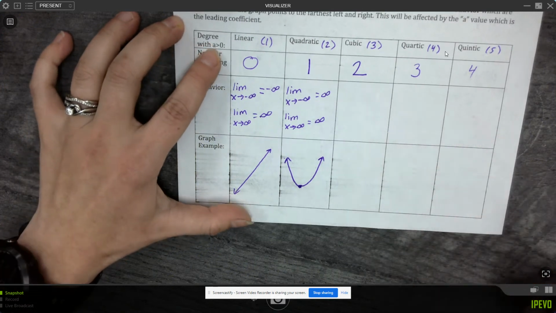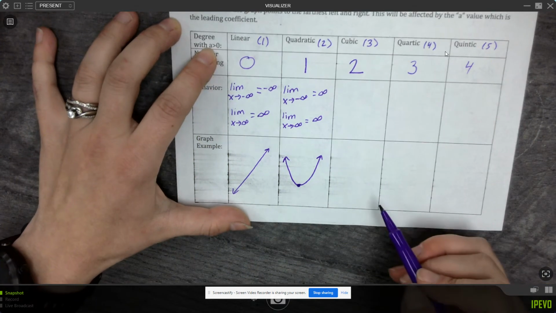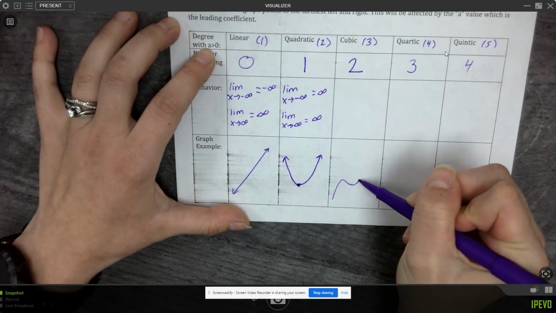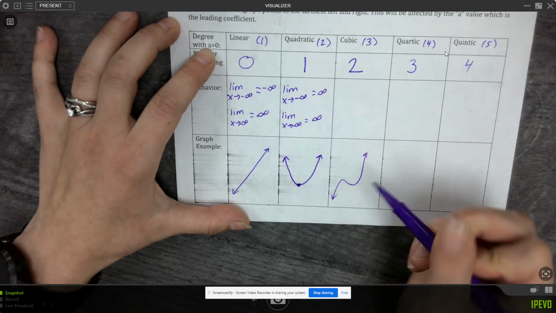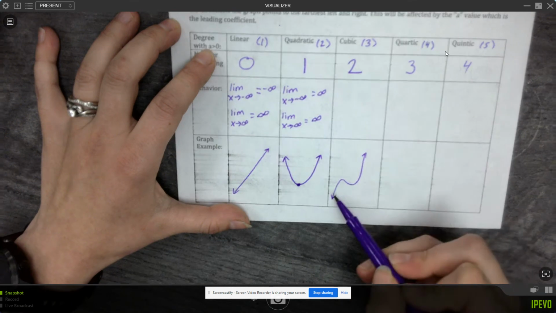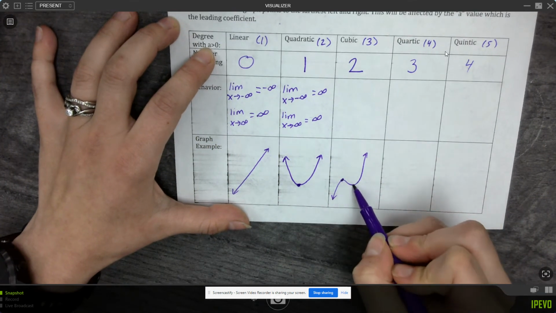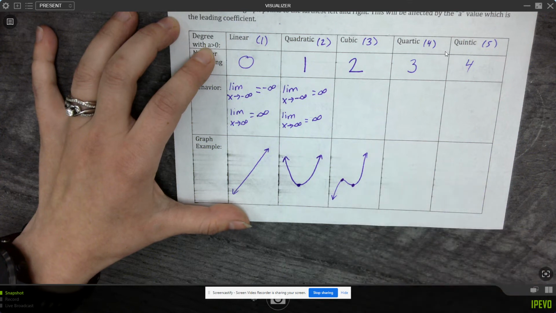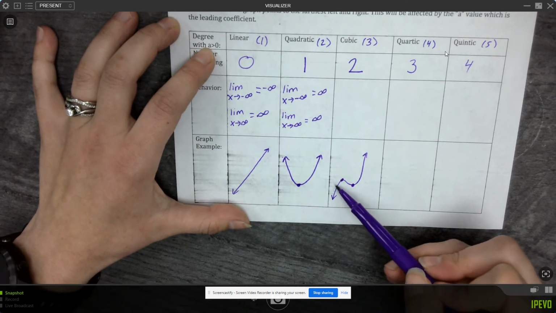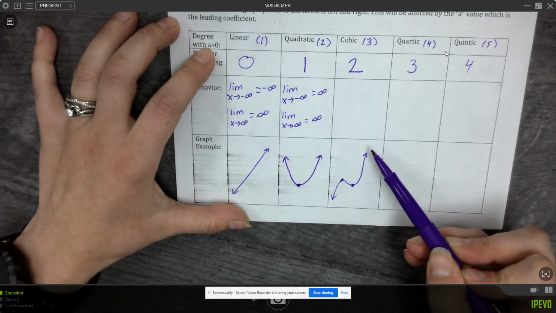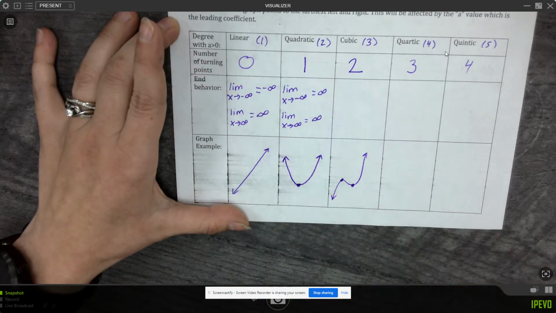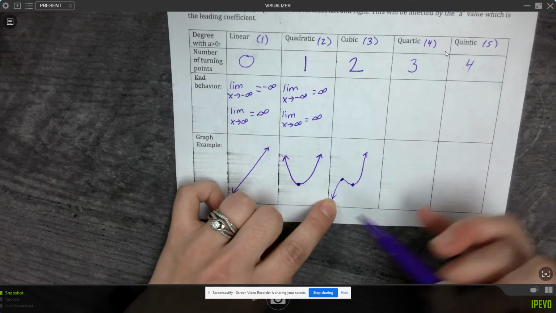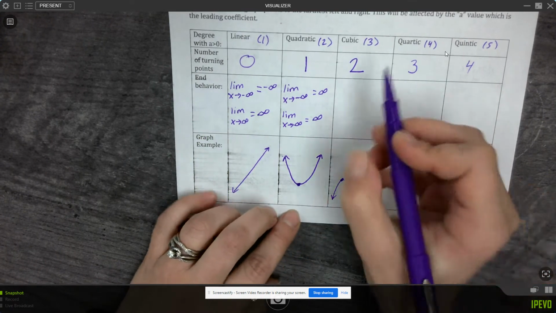Now, we are dealing with the a value being positive. So your graph of a cubic would look something like this, where it's going to go in this upward direction, and see how there's 2 turning points. I'm going up, down, up. It is going in a rising direction because our a value is greater than 0. So these limits are not the same. Left is down, right is up.